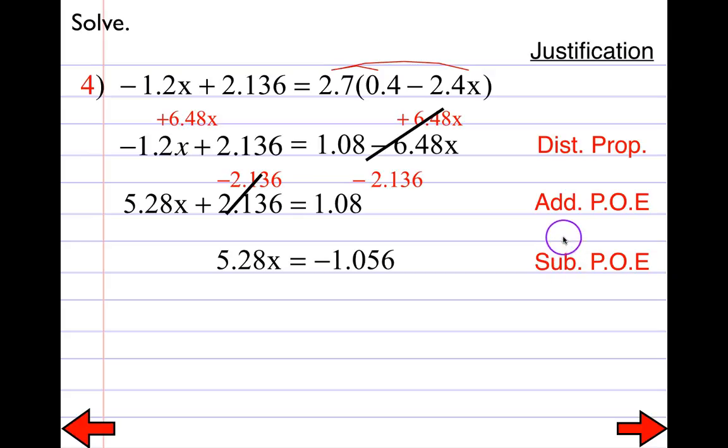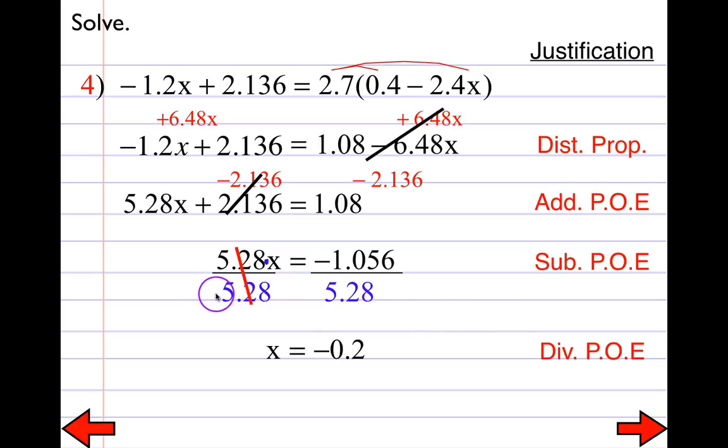And last but not least, I need to get rid of my coefficient. And again, just a friendly reminder, this does mean 5.28 times x. Let's make that a different color, times x. So the inverse of that would be to divide both sides by 5.28. So I'm going to go ahead and do that. And my answer is going to be x equals negative 2/10. And how did I get this final step? Well, I divided by 5.28 from both sides. So that is my justification.